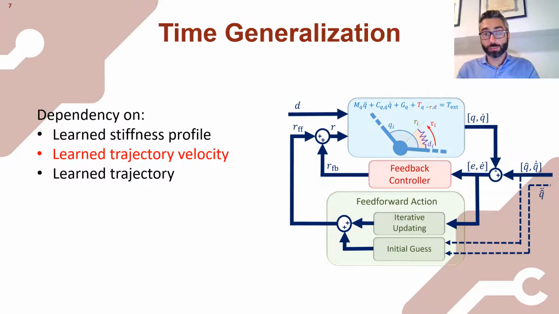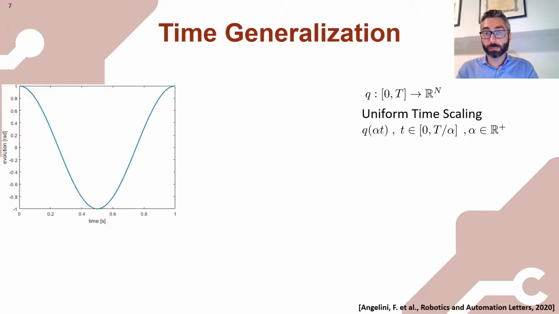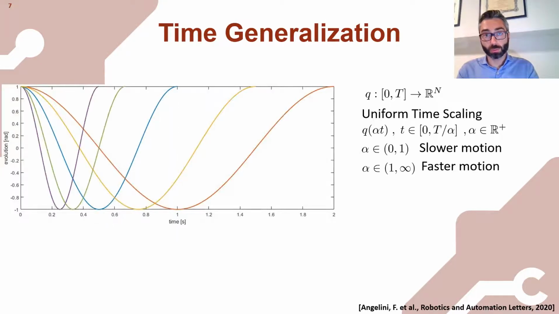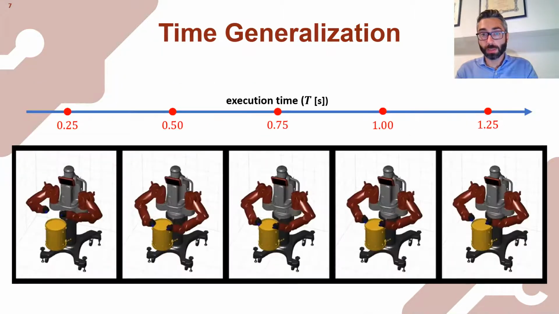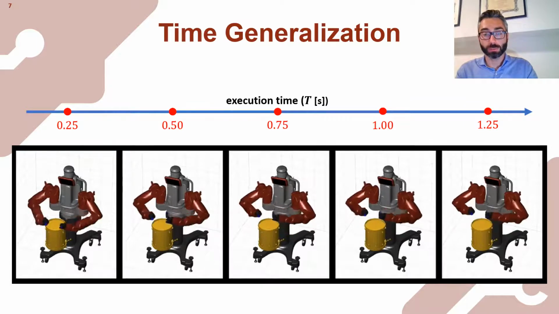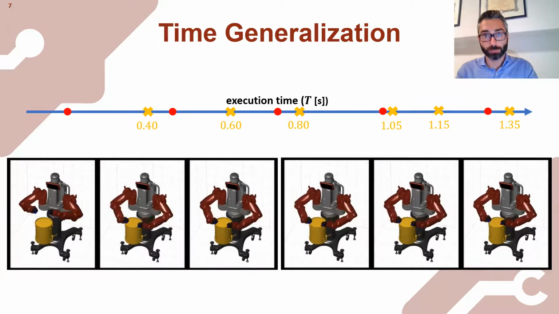Moving on, generalization with respect to time. In this case, we would like to track the same trajectory with slower motion and also with faster motion. So basically executing a time scaling of the trajectory. In this case, the solution is that we need 5 different examples of learned control input with 5 different velocities. Skipping the math, I will just show you the results. In this case, we can acquire 5 different examples and then we can generalize.